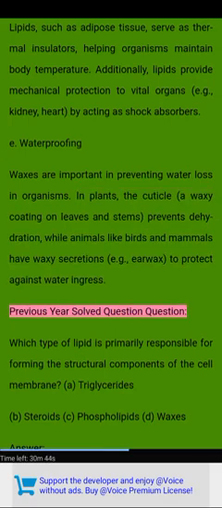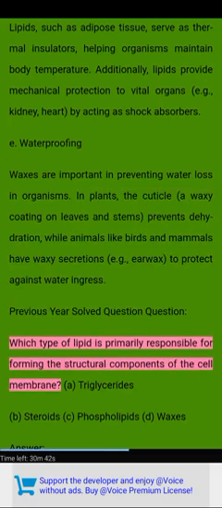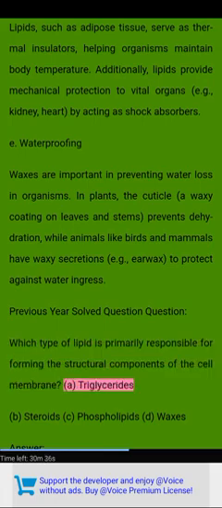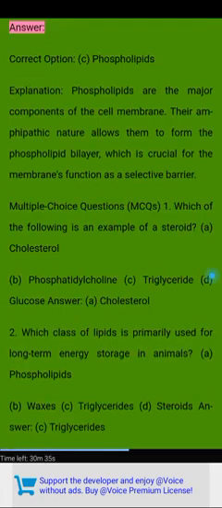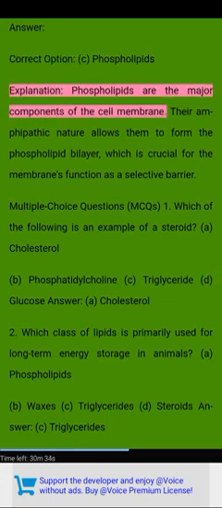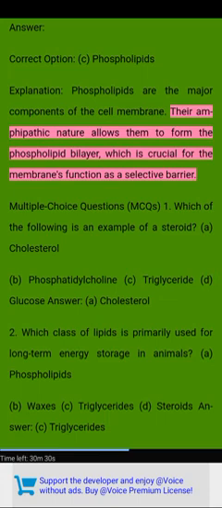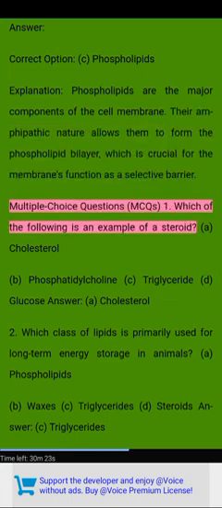Previous year solved question. Which type of lipid is primarily responsible for forming the structural components of the cell membrane? A. Triglycerides. B. Steroids. C. Phospholipids. D. Waxes. Answer. Correct option, C. Phospholipids. Explanation. Phospholipids are the major components of the cell membrane. Their amphipathic nature allows them to form the phospholipid bilayer, which is crucial for the membrane's function as a selective barrier.